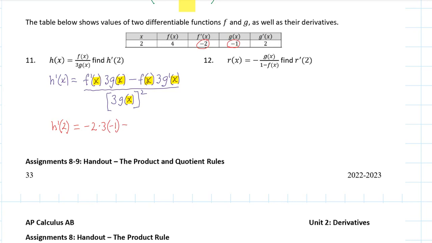Minus f of 2, which is 4, times 3, times g prime of 2, that's 2, all over 3 times g of 2 again, so g of 2 was negative 1, and we're going to square that. You just have to be careful trying to do this. It turns out to be negative 2. I would encourage you once again to turn off the video and try the other one on your own.